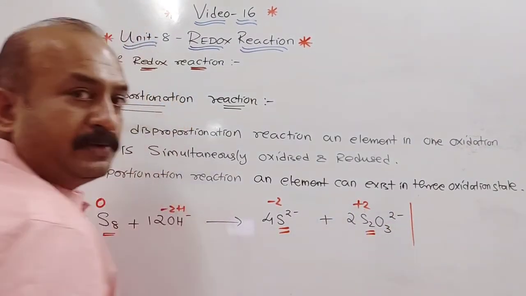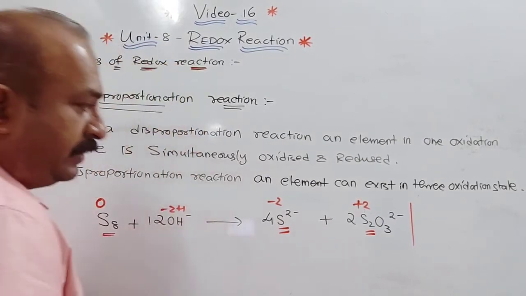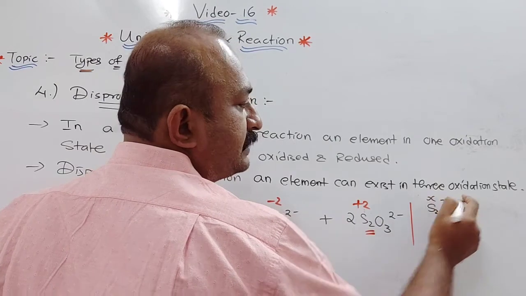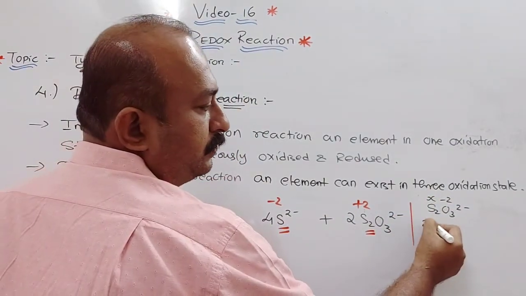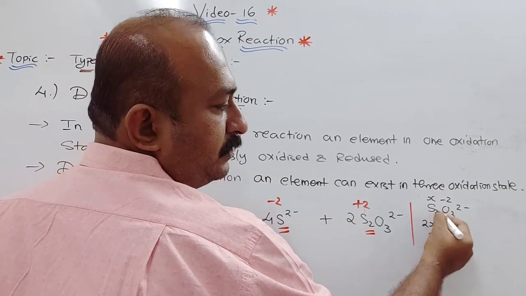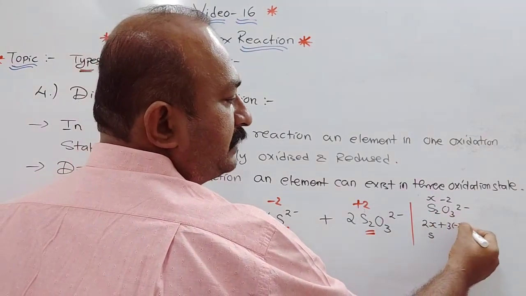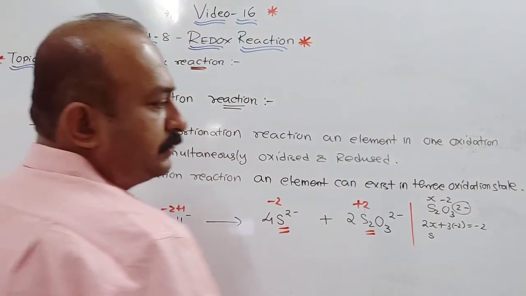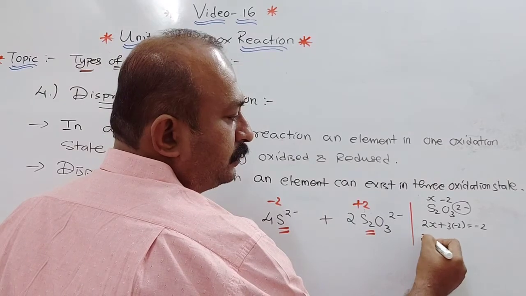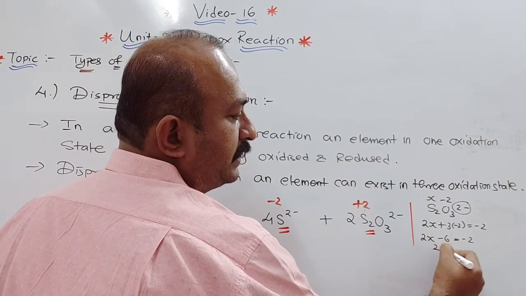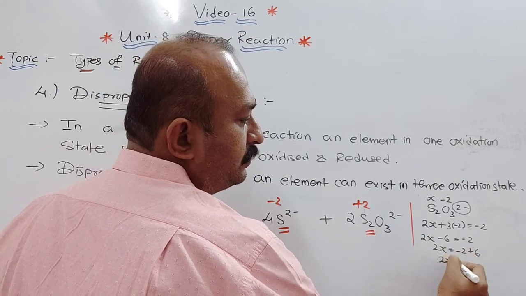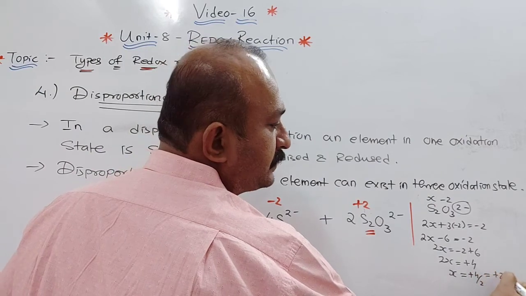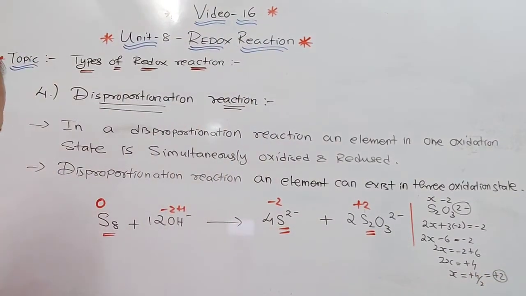Okay, if you don't know how to calculate, you can do it like this. In S2O3 2 minus, take sulfur as x, and oxygen we know is minus 2. So 2x for sulfur, because there are 2 sulfurs, plus 3 into minus 2 is equal to minus 2, because the charge is written after the equal sign. So 2x minus 6 is equal to minus 2, 2x is equal to minus 2 plus 6, 2x is equal to plus 4, and x is equal to plus 4 by 2, which is plus 2. Understood? So this is the way to calculate it.